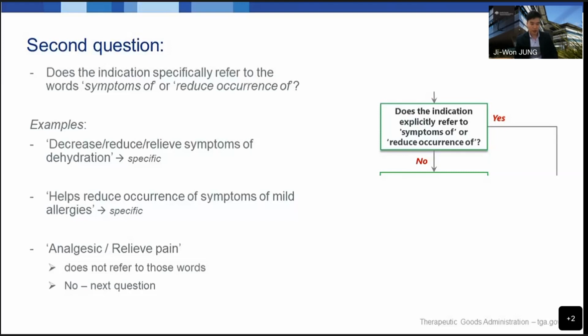For the second example, helps reduce occurrence of symptoms of mild allergies. Again, this indication has both of these words, so it will also be categorized as a specific indication. So what about analgesic or relief of pain? This indication does not refer to any of these words specifically, so you would have to go to the next question.